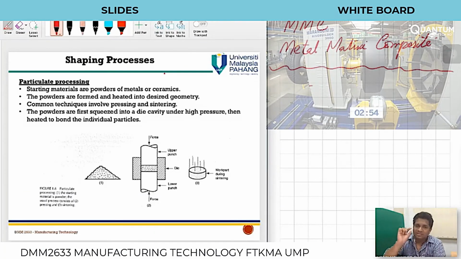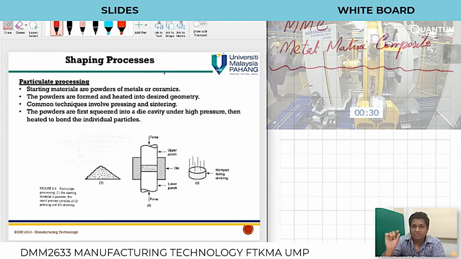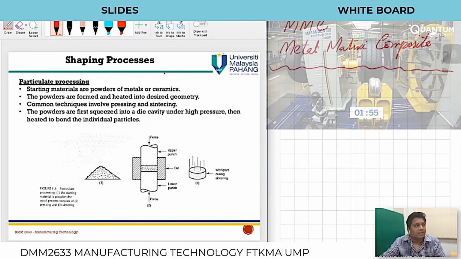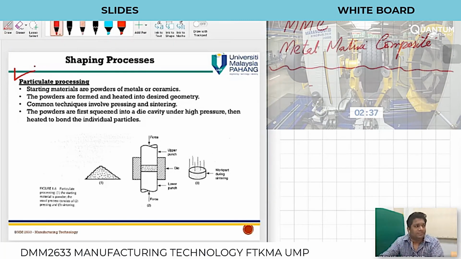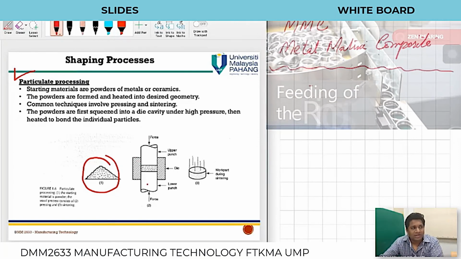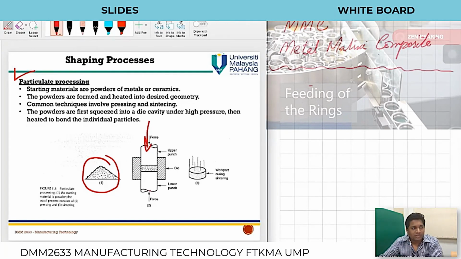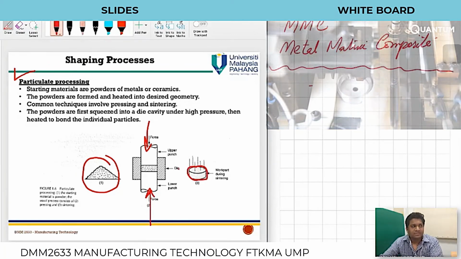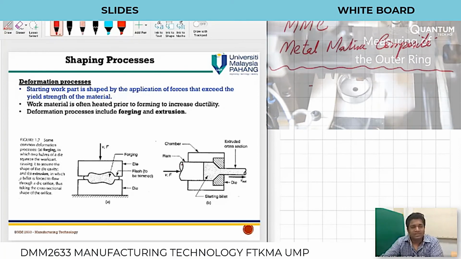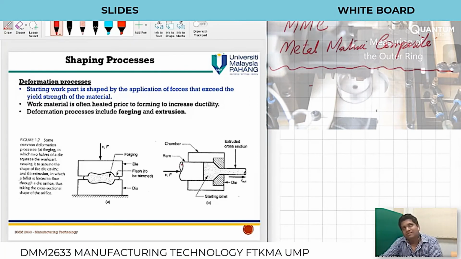Particle means very small thing, particulate means many small things. So combination of particulate is called particulate processing. So I've got a lot of particles. I am going to put them under a die under a force, and then it becomes the shape of the die. This is particulate processing. There are various types of particulate processing that we will learn in maybe week number 4 or 5.